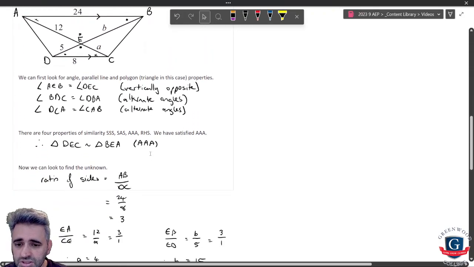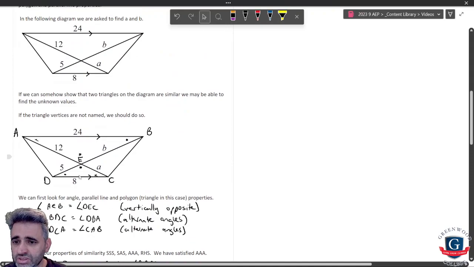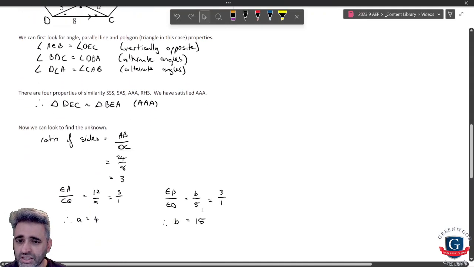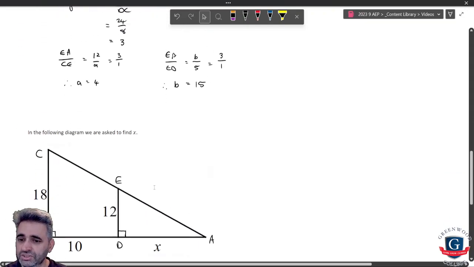And do the same with EB. EB on ED, so this side is corresponding to this side on BA is equal to 3 on 1 again, and B would have to be 15 to get 3. So first one solved. Let's look at the second one.